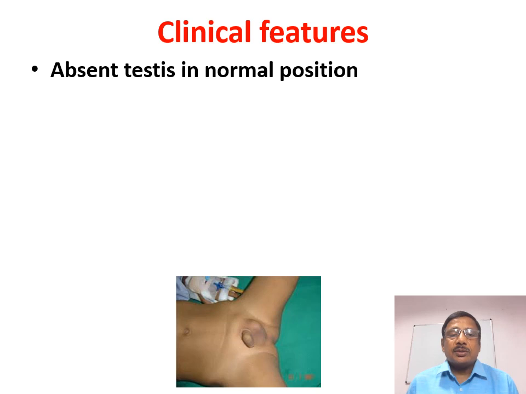Before we discuss the clinical features, obviously when you examine, you will find that the testis is absent in the normal position, and the normal position is at the bottom of the scrotum. You must examine the baby in a comfortable lying position.